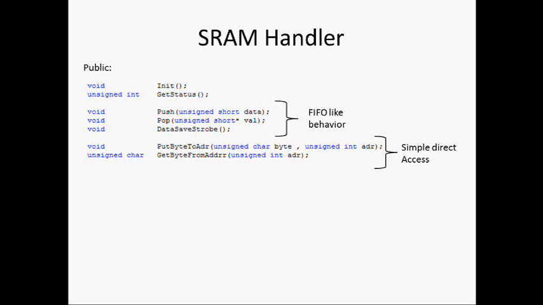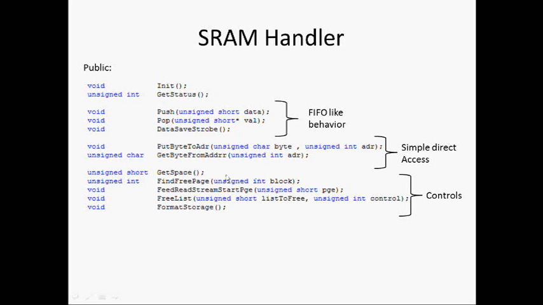Then there is also a simple direct access, and with this access it is possible to address the content of a specific address directly. For example, to put a byte to an address, you provide the byte value itself and the address, and to get a byte, just the address is provided, and the return value is the corresponding value at that address.